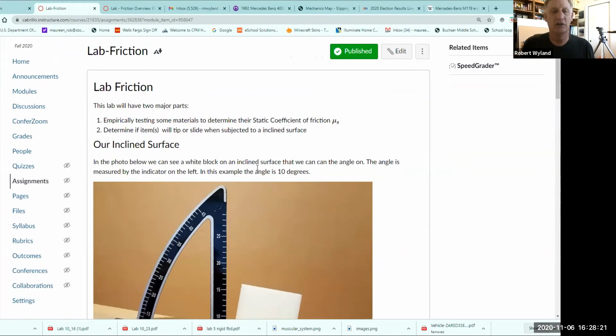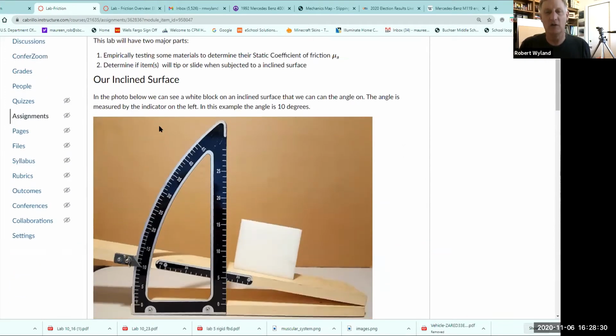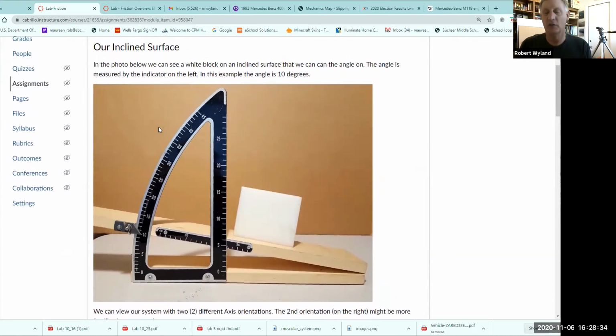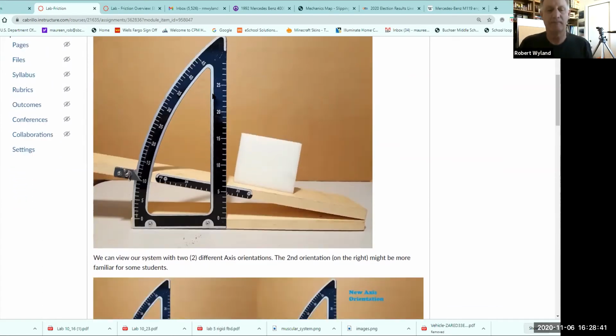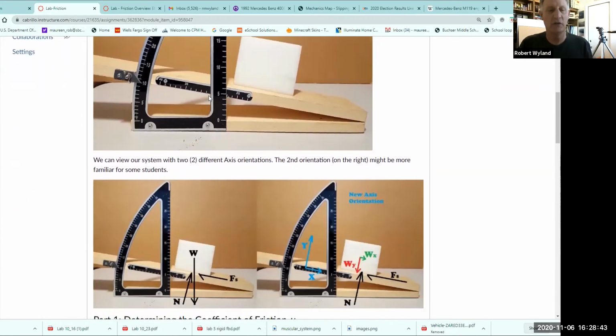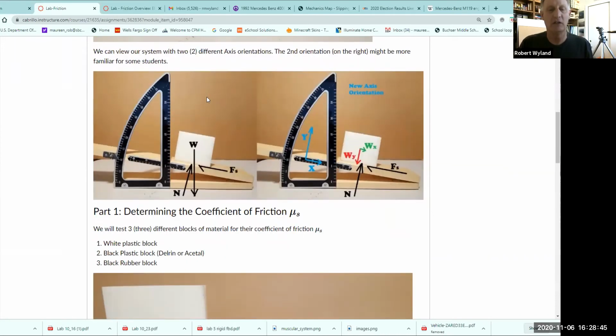So this kind of goes through what I just discussed already, but we have two major parts. The first thing we're going to do is test for the static coefficient of friction by just tilting the object and seeing when it slides. So we should be able to solve for the static coefficient of friction, mu s, from that.